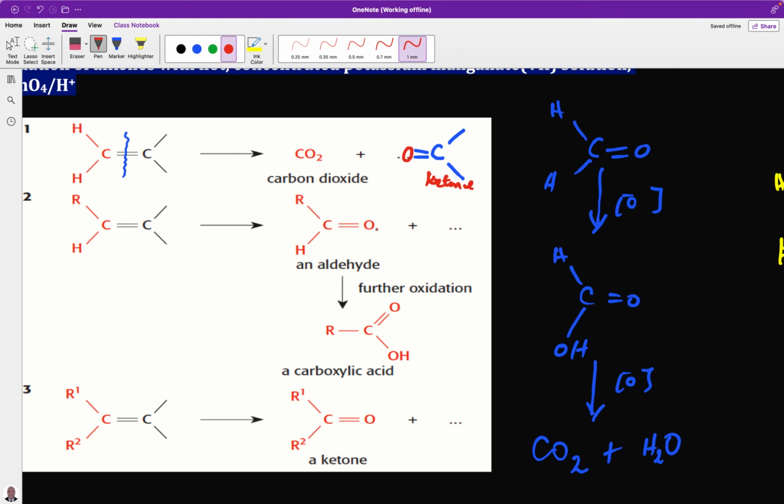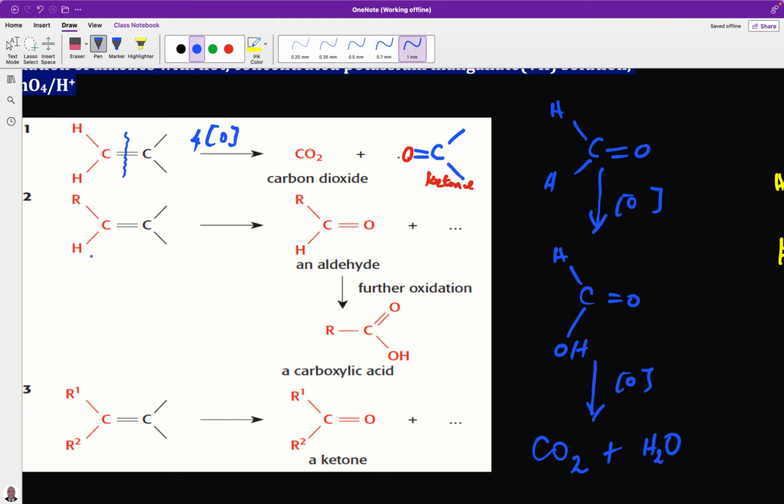Okay. So now let's go to the second one. The second condition is when there is one alkyl group and one hydrogen atom. What do we do? If we were to balance this equation here, the oxidation will take place with 4 of these. That will give carbon dioxide and water plus this ketone.